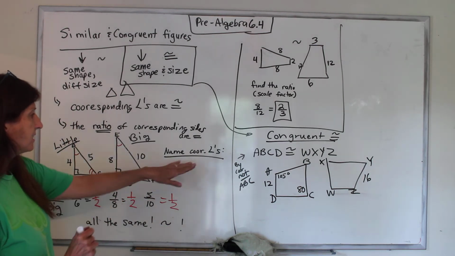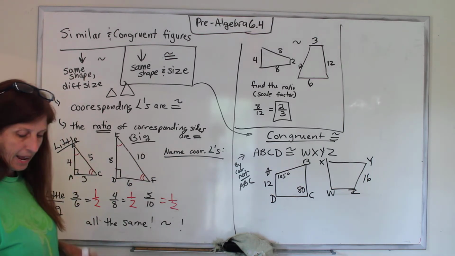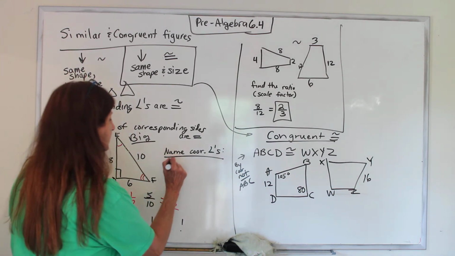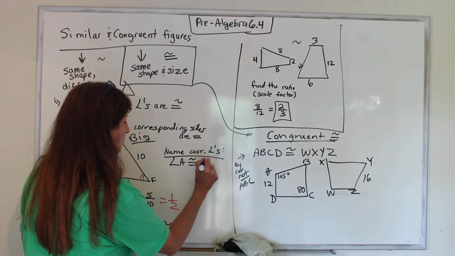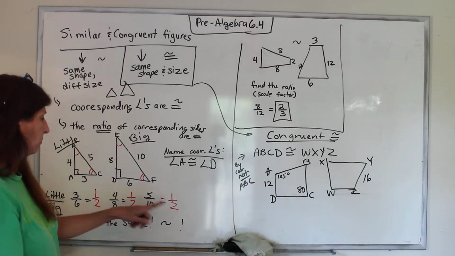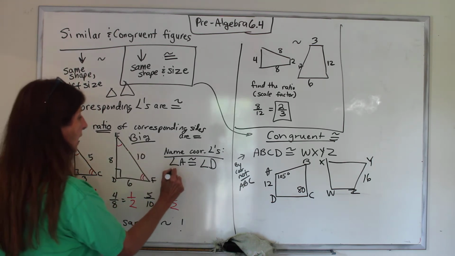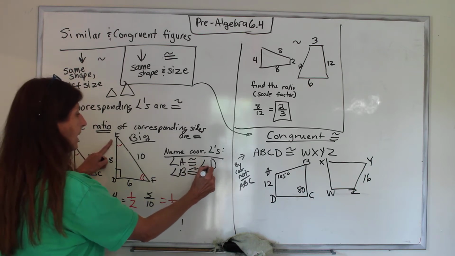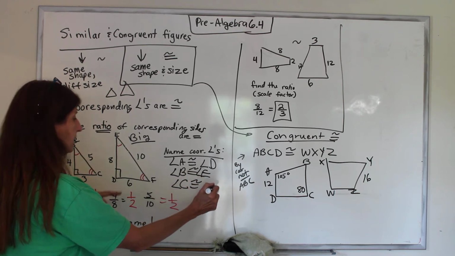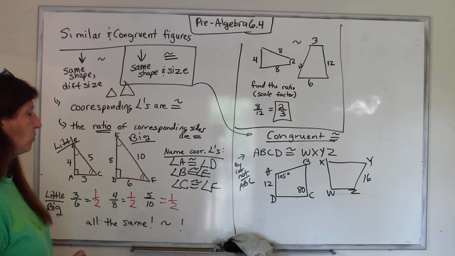The other thing is a lot of times they'll have you name the corresponding angles. So which angles match? Let's do that. If we look at it, angle A and D are both 90 degrees. So angle A is congruent to angle D. Remember, angles are the same. Sides have the same fraction once they're reduced. Okay, and now these two match. So angle B is congruent to angle E, and then these match. Angle C is congruent to angle F. So they want us to name the corresponding angles.